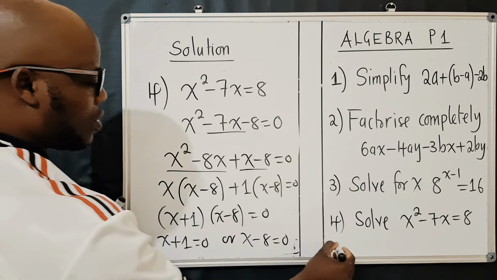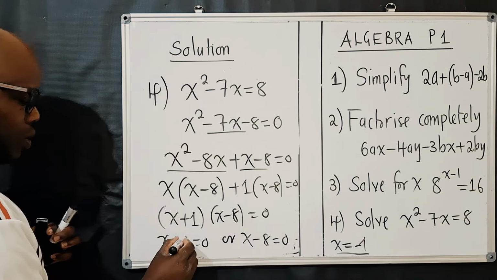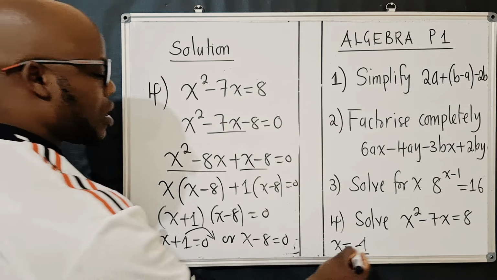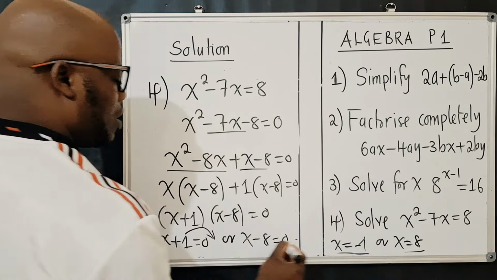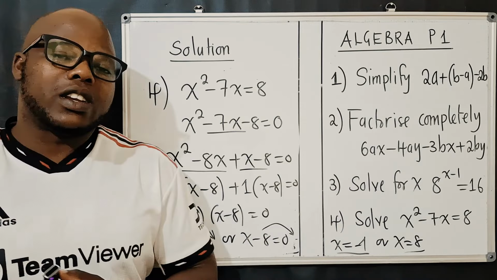Now solving these, we're getting x is equal to negative 1 as one of the solutions. This 1 will come this side. It's positive, it will now be negative. Or x will be equal to 8. This negative 8 will come this side. It will be positive 8.